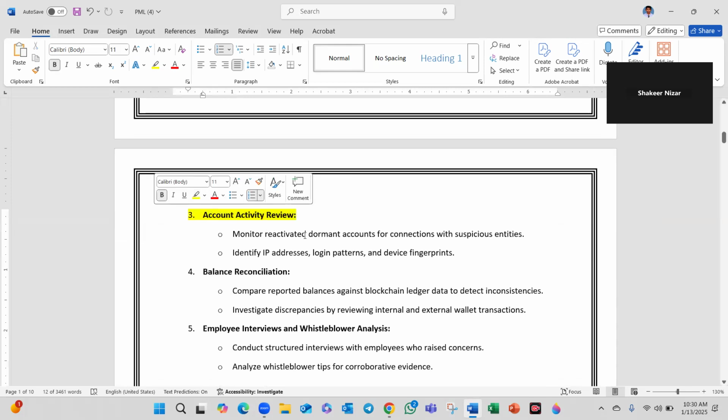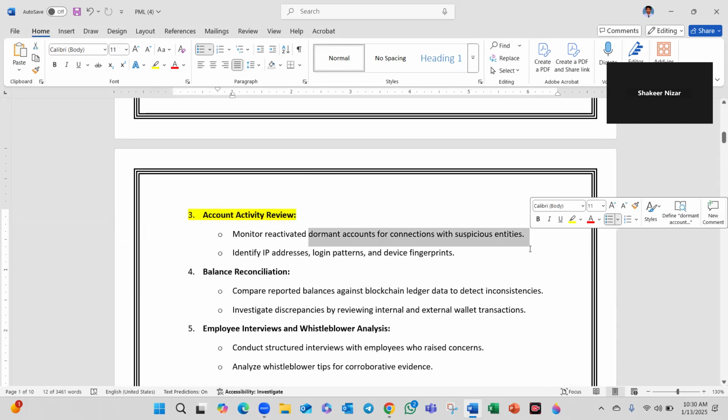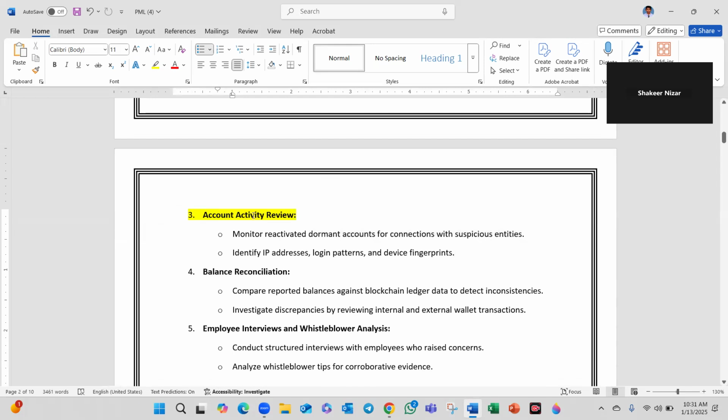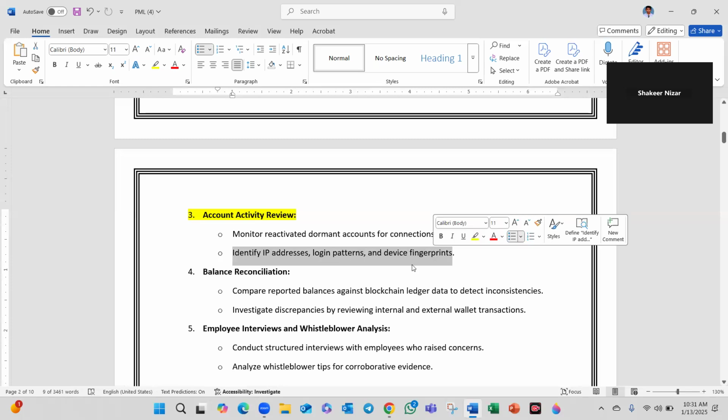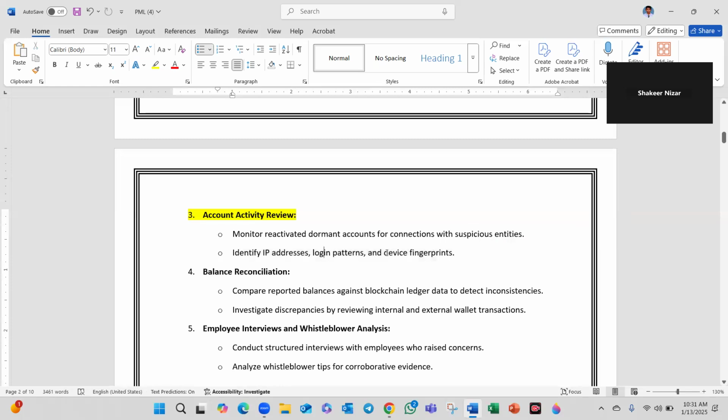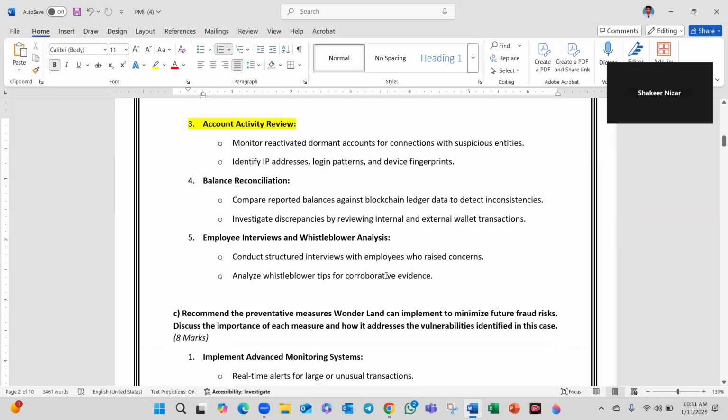Monitor reactivated dormant accounts for connection with suspicious entities. What are the transactions happening through dormant accounts? Identify IP addresses, protocols, login patterns, and device fingerprint. Balance reconciliation. Compare reported balance against the blockchain ledger data to detect inconsistencies and discrepancies there.